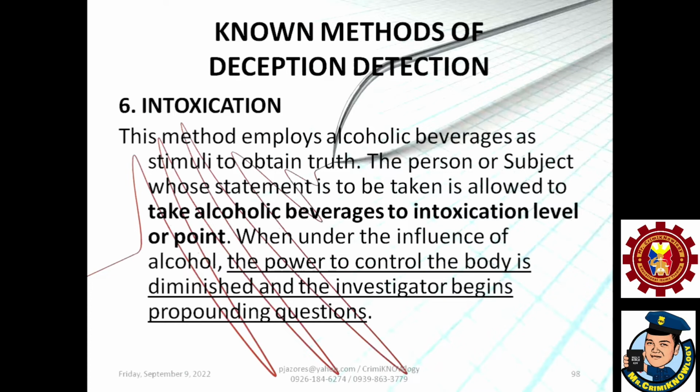Let's move to the sixth one, the intoxication, wherein this method is employed by giving alcoholic or intoxicating beverages to the subject as the stimuli to obtain the truth. This time, the subject will be allowed to take alcoholic beverages to the intoxication level, because by that, the power to control the body is administered as the investigator begins propounding questioning.